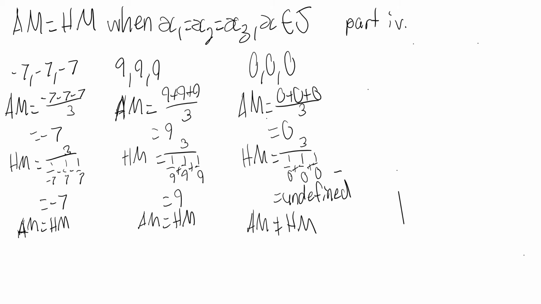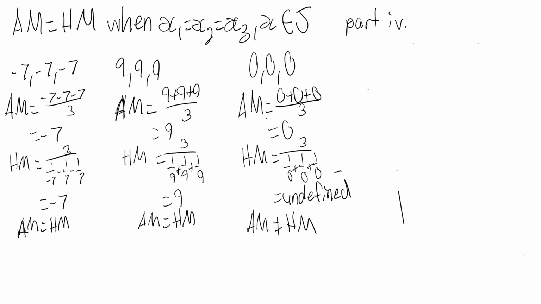So substituting -7 as all three numbers gives us the arithmetic mean equals -7 and the harmonic mean equals -7. So the arithmetic mean equals the harmonic mean and upholds our statement. Substituting in 9 as all three values gives us that the arithmetic mean is 9, the harmonic mean is 9, so the arithmetic mean again equals the harmonic mean.